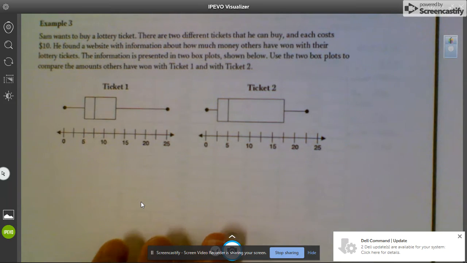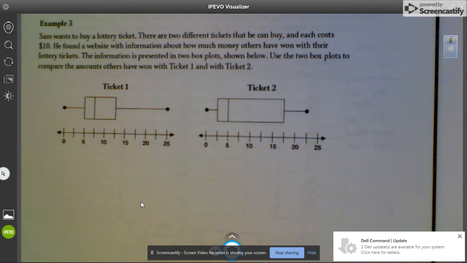Sam wants to buy a lottery ticket. There are 2 different tickets he can buy, and each ticket costs $10. He found a website with information about how much money others have won with their lottery tickets. The information is presented in two box plots shown below. Use the box plots to compare the amounts others have won.